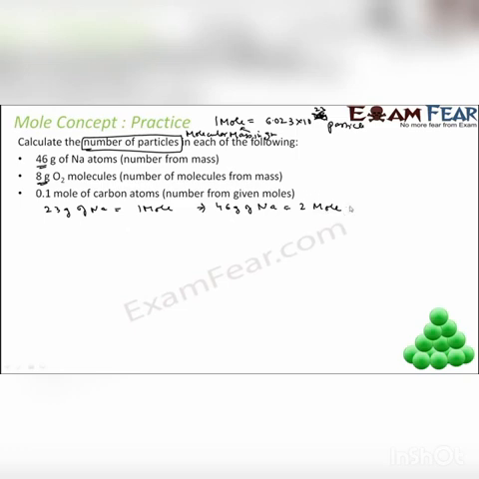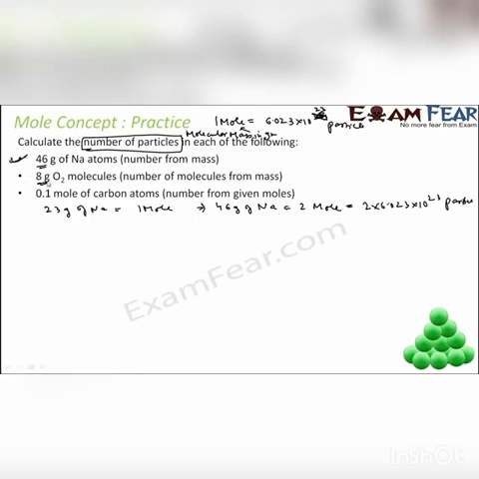So 2 mole is what? 2 into these many particles. That is 2 into 6.023 into 10 to the power 23 particles. You can do the maths. It will be 12.044 into 10 to the power 23 particles. You can do that maths.